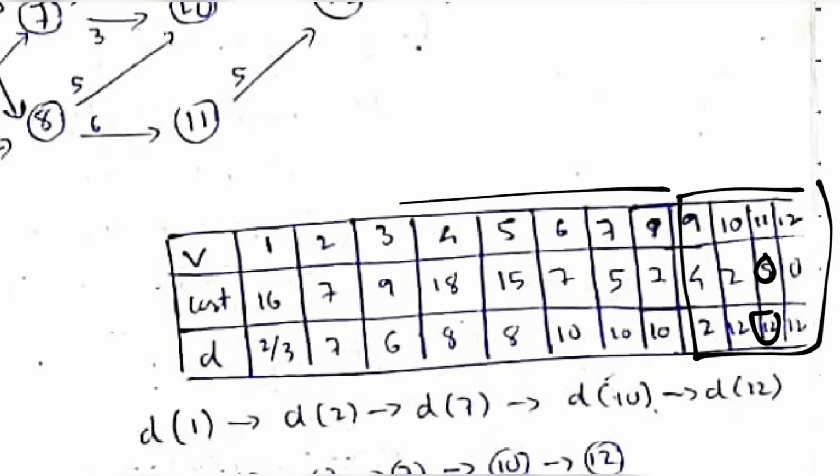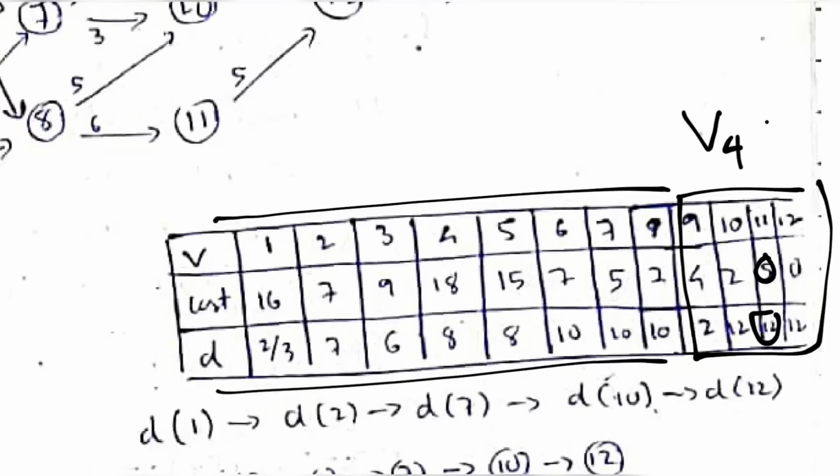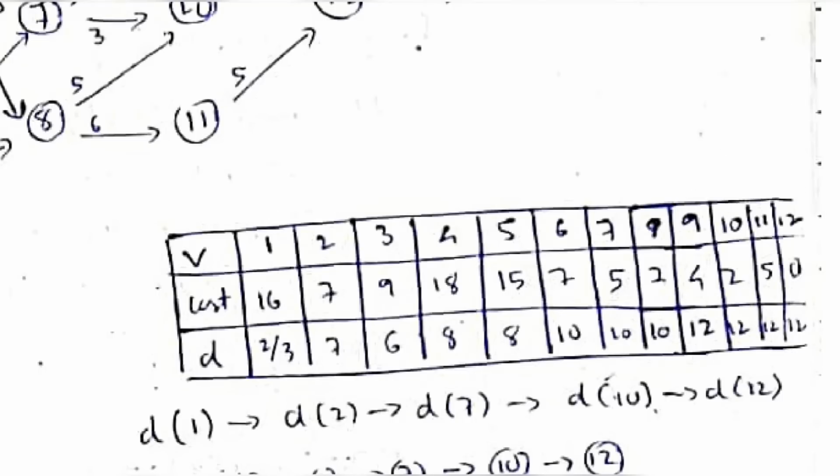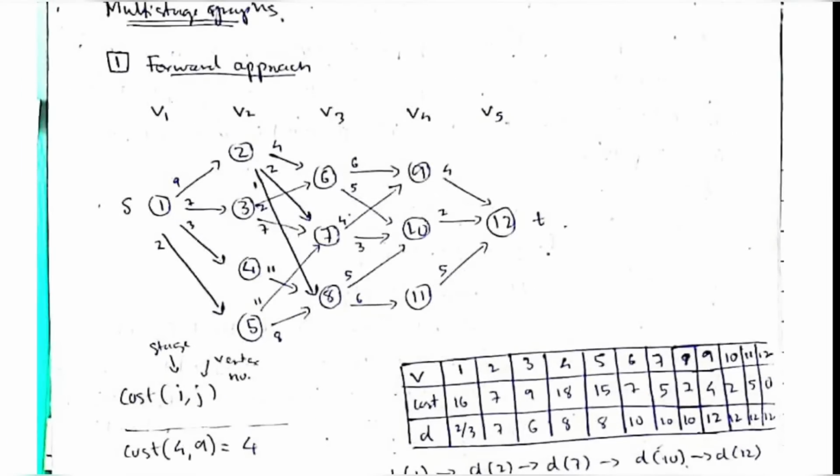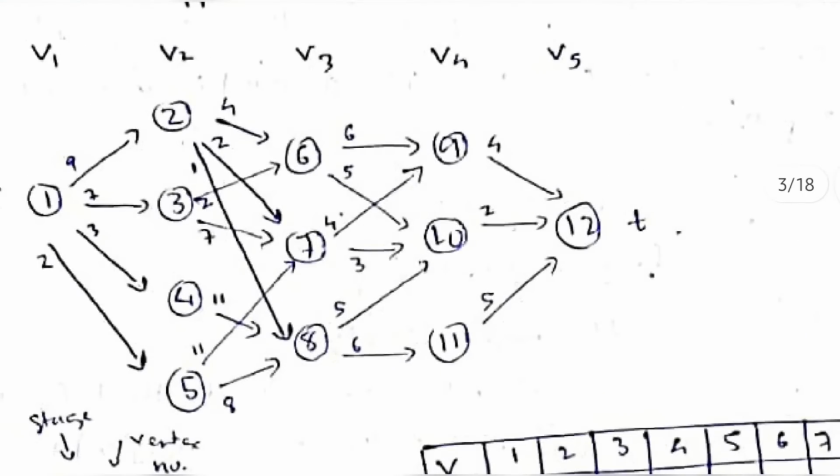Okay, now we have to fill the remaining values. Stages 4 and 5 are over here. We are remaining with stages 1, 2 and 3. Now let's move on to stage 3. In stage 3, if you observe, we have 3 vertices here: 6, 7 and 8. The cost from 6 to 9 is 6, 6 to 10 is 5, from 7 to 9 is 4, and from 7 to 10 is 3. From 8 to 10 is 5, and 8 to 11 is 6.